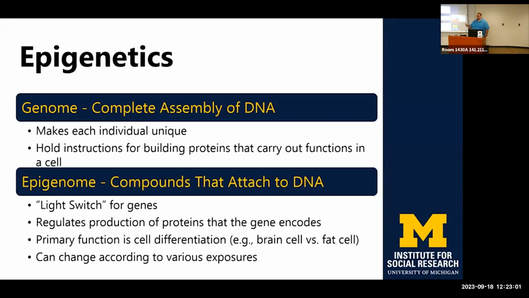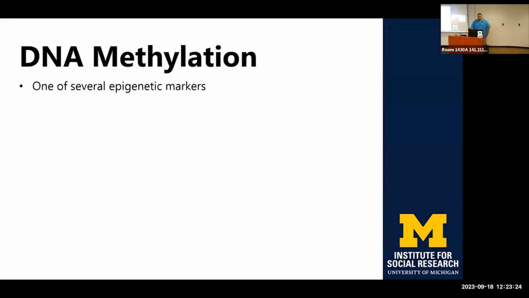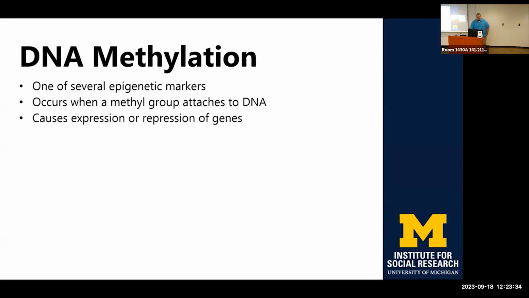One of the primary functions of the epigenome is cell differentiation. Every cell in your body has the capability to become a lot of different things. The epigenome is what distinguishes whether that something becomes a brain cell or a fat cell or something like that, right? But although that's the primary function, we also know that the epigenome changes in response to various exposures. DNA methylation is what I've primarily been working with. This is one of several epigenetic markers that we look at. It's basically just a methyl group attaching to DNA. That's the light switch that I mentioned, and again, this causes expression or repression of genes.